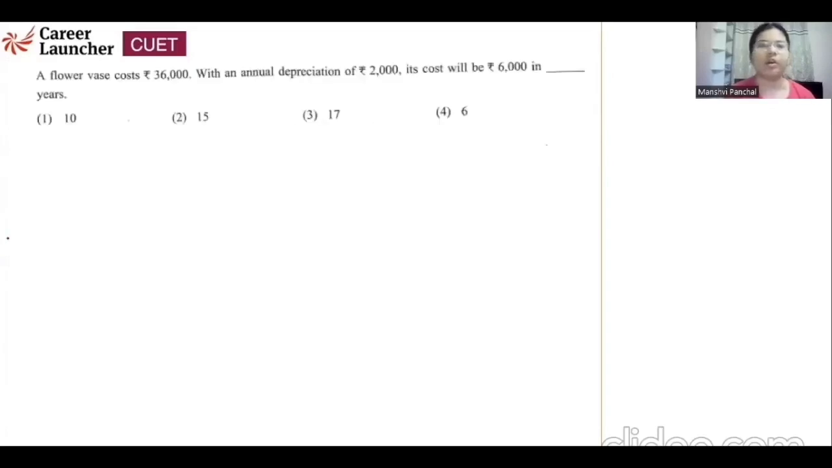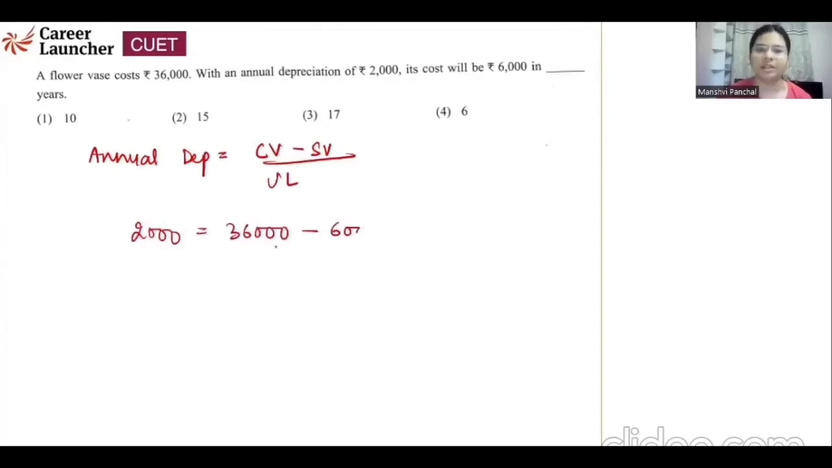Question number 54. A flower vase costs 36,000. With annual depreciation of 2,000 rupees, its cost will be 6,000 in that many years. So we know that the annual depreciation formula is (cost value minus scrap value) upon the useful life. So annual depreciation is 2,000. Cost value is 36,000 minus 6,000, upon the useful life. So useful life will be 30,000 upon 2,000, which is 15 years. So option 2 is the correct answer.